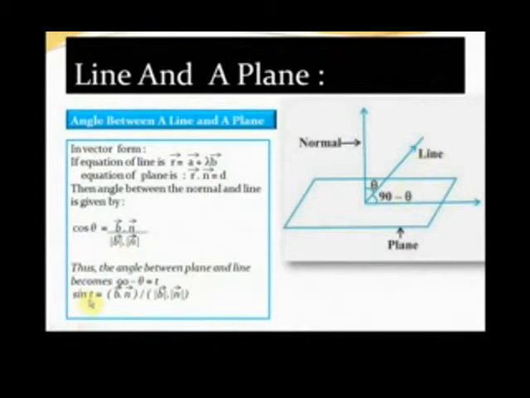Therefore, sin t is equal to vector b dot vector n divided by modulus of vector b into modulus of vector n. Thus, the angle between the line and the plane is given by sin t equal to vector b dot vector n divided by modulus of vector b into modulus of vector n. So, t would be equal to sin inverse of this expression, and this way we find out the angle between the line and the plane. So, the best approach is first find the angle between the line and the normal, let us say theta, through this expression, and then subtract this angle from 90 to get the angle between the line and the plane.